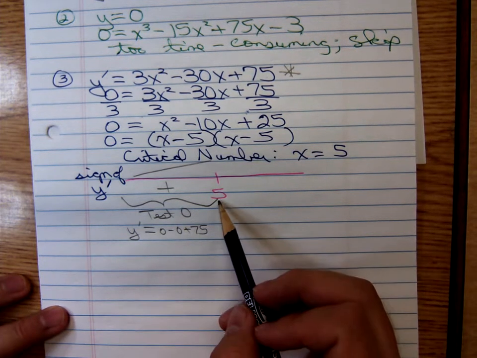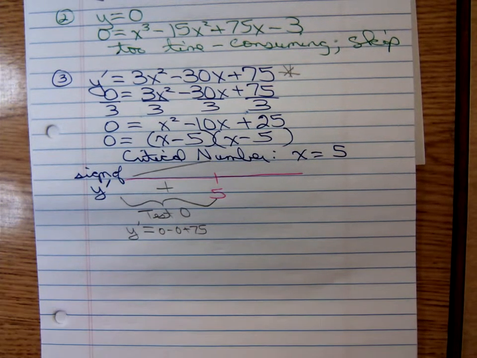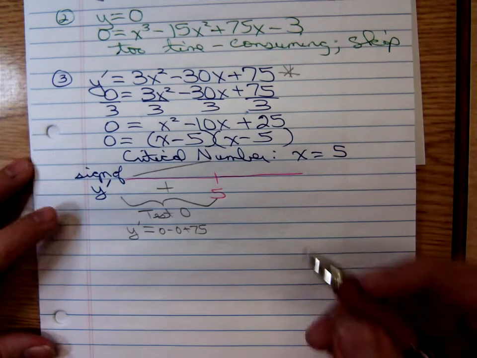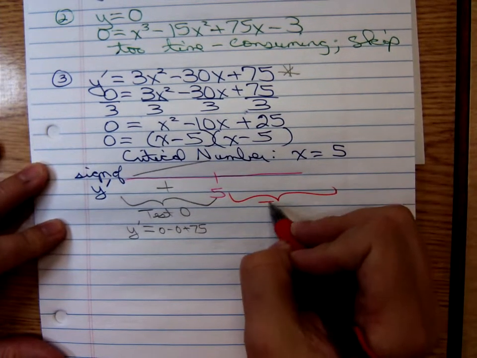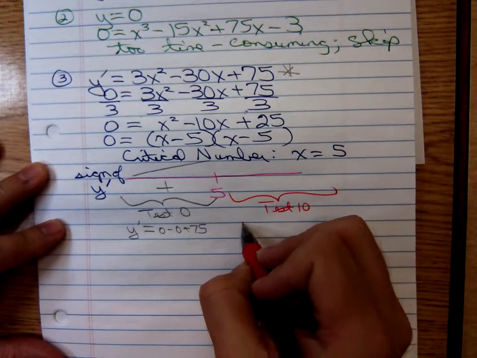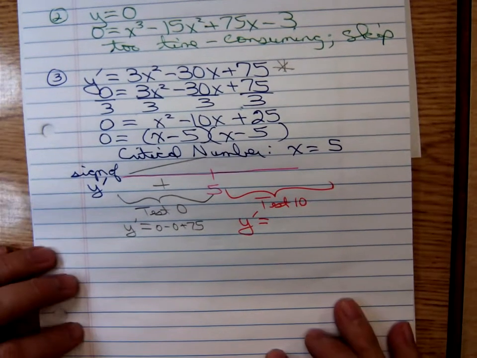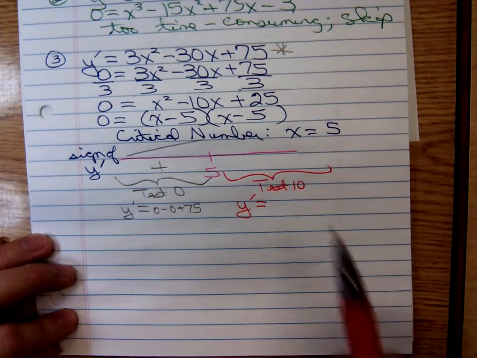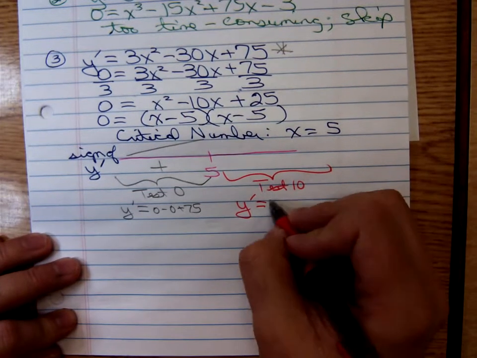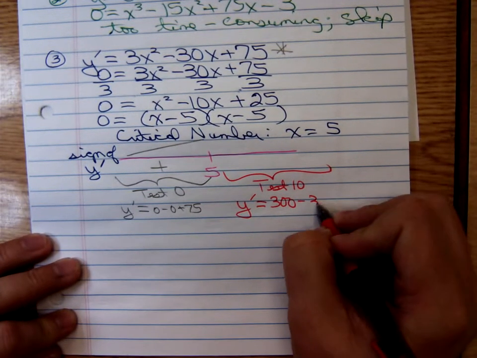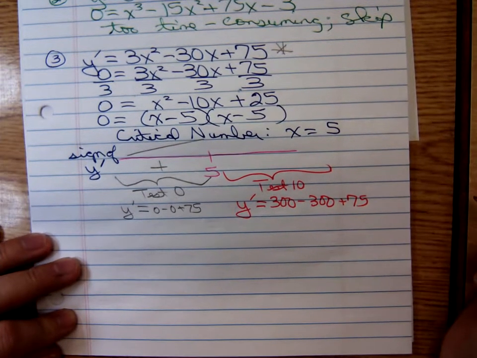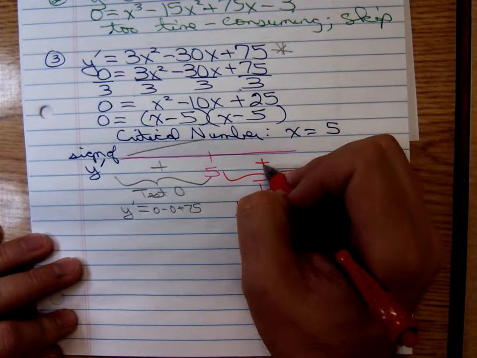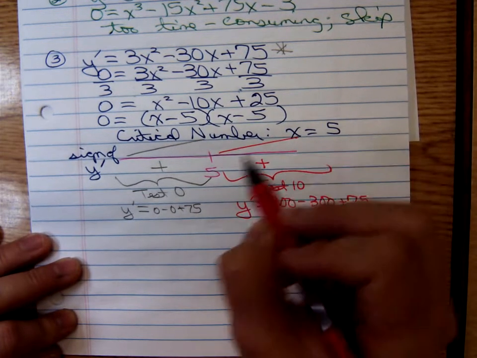What about a number to the right of 5? What easy number do you think I'll use to plug in there? 10. 10's easy for me to plug in. So let's see here. I'll plug in a 10. That'll give me y prime equals 300 minus 300 plus 75. What sign is that? Positive as well. So the function's still increasing.